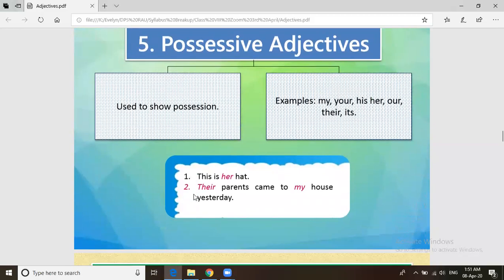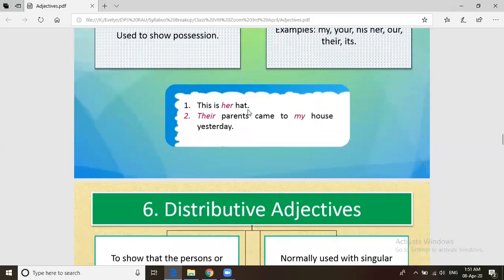Possessive adjectives show possession, whose things these are: my, your, his, her, our, their, its, etc. This is her hat. Their parents came to my house yesterday. This is my dog. This is its bowl, or this is its leash. You know, the possessive its is used for inanimate objects, or for animals.